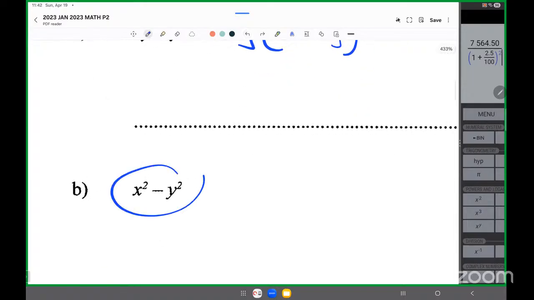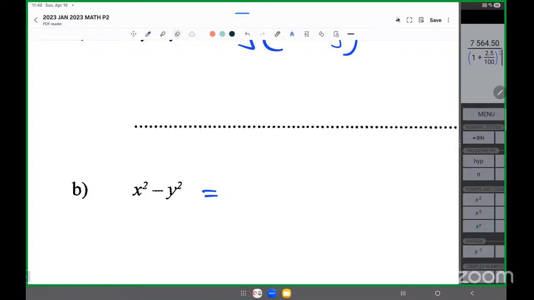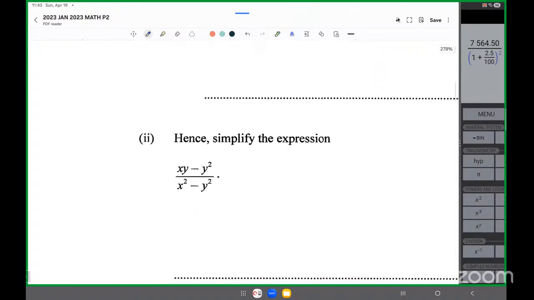And this one now is the difference of 2 squares. You must recognize that that's the difference of 2 squares. So it becomes the difference of the numbers times the sum of the numbers. The difference of the numbers is x minus y. Sum of the numbers is x plus y. That's the factorization of the difference of 2 squares. Easy like that.